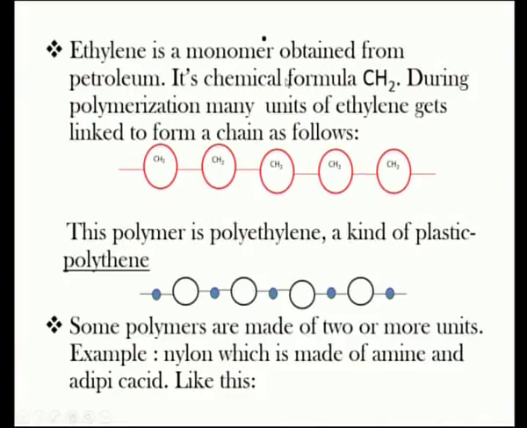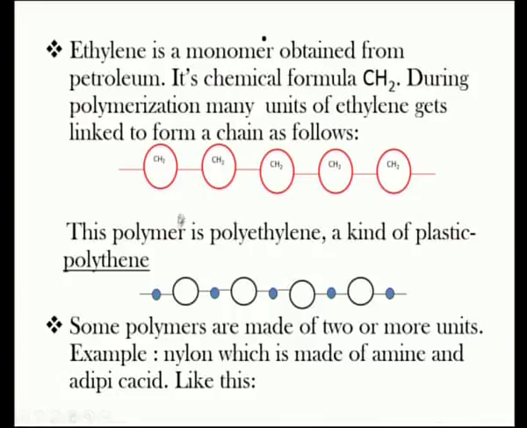Ethylene is a monomer obtained from petroleum as a byproduct. Its chemical formula is CH2, which is the repeating unit. During polymerization, many units of ethylene get linked to form a chain as follows. You can see in the picture one monomer unit and another monomer unit linked together to make a polymer. Since the monomer is ethylene, the polymer is polyethylene, a kind of plastic. Its material nature is like a plastic material.